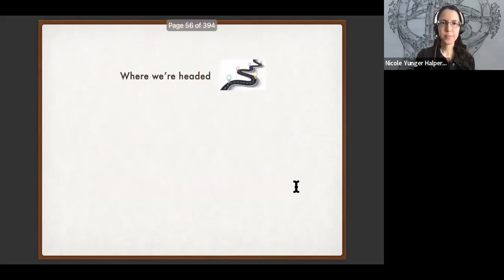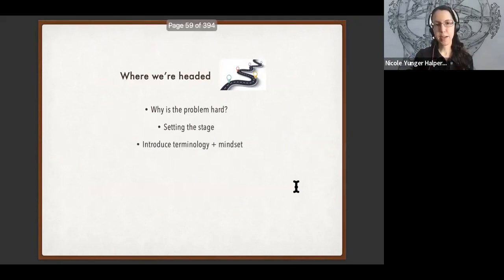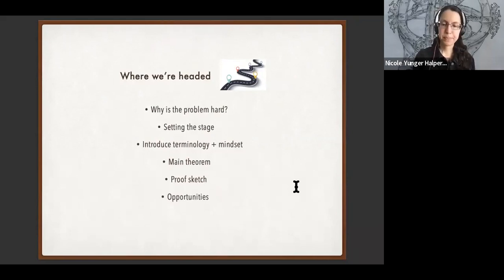Here's where I'd like to go in the rest of this talk. First, I'd like to describe why the problem requires a paper, why this has become a prominent conjecture. Then I'll describe the setup and introduce a set of terms and with them a way of thinking about the problem. And I'll present the main theorem about the linear growth of complexity and sketch the proof. Finally, I'll talk about opportunities for future work, and I'd love to hear your input about them.